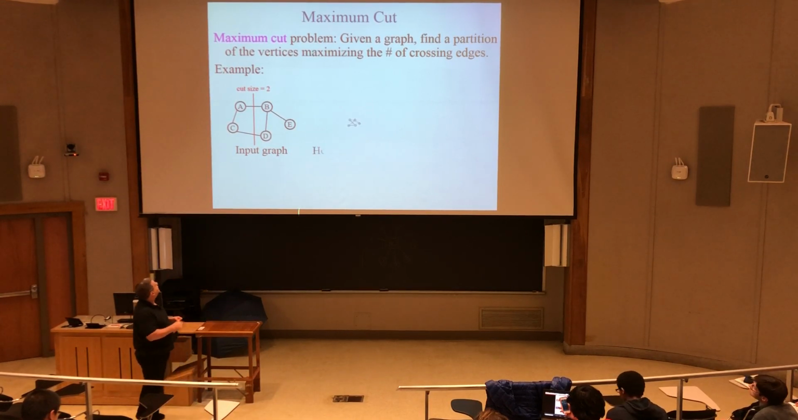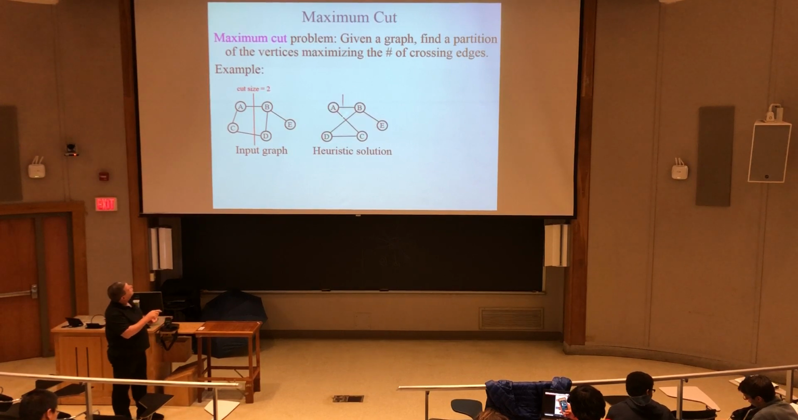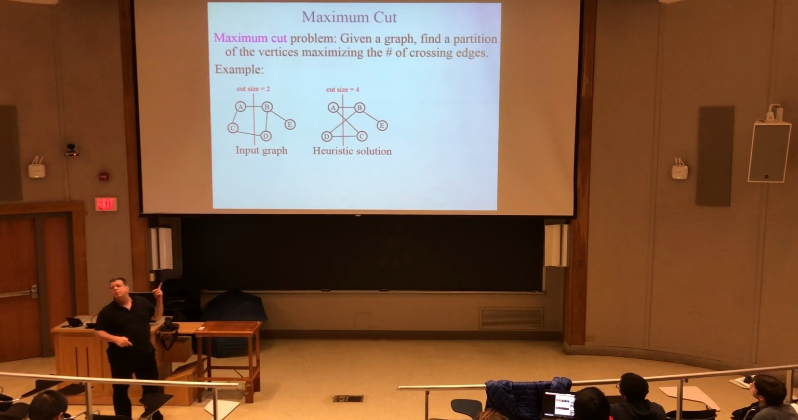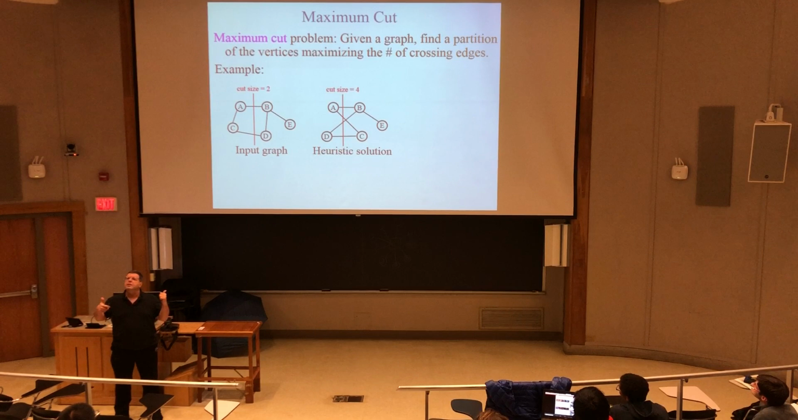Okay? So here the cut size is 2, but if we flip a couple of nodes around, the cut size becomes 4 now. I put the A on the same side, but put the D on this side. The C goes over there, and now the cut size becomes 4. Is there a better solution than this for this example, increasing the cut size even more?